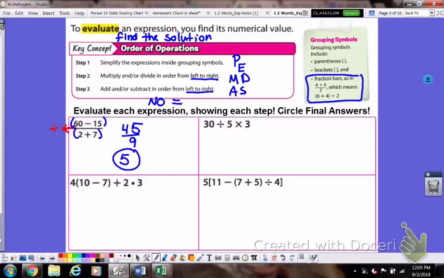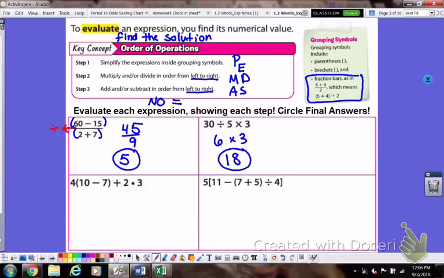Alright, our next one, 30 divided by 5 times 3. This takes us to our step 2. There are no grouping symbols this time, so we jump to step 2. Multiply and or divide from left to right. So starting on the left, moving to the right. We see 30 divided by 5 first. That gives us 6 times 3, because we want to show our work. And then 6 times 3 gives us 18. Circle our final answer.